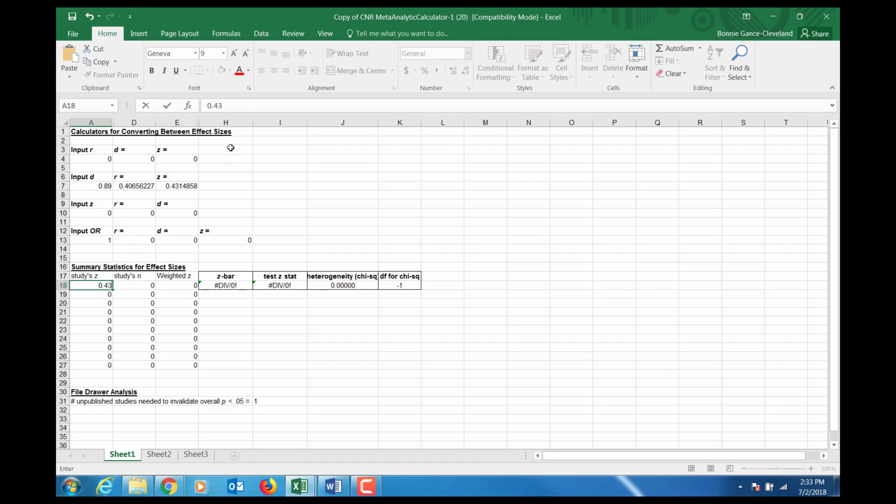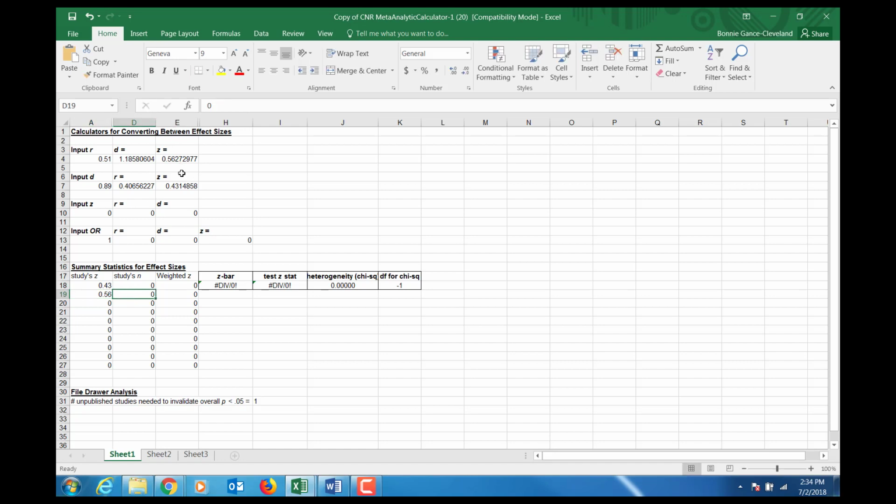Now the next study that they talked to you about, they reported an R statistic. So this first calculation up here is what you use to input R's. So it's 0.51, and that gives you a test statistic, a Z, or effect size, of 0.56. So for study number 2, your effect size is going to be entered as 0.56.